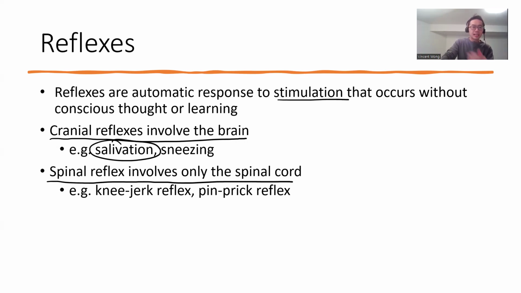Sneezing is another reflex. If something is tickling your nose, as a reflex, you sneeze it out. There are other reflexes that involve the brain as well. For example, if someone goes up to you and pretends to hit you with their hand, what do you do? You blink and you move back, right? That's a cranial reflex. Swallowing is another cranial reflex. Nobody taught the baby how to swallow. They are born with the ability to swallow. So all these involve the brain only.